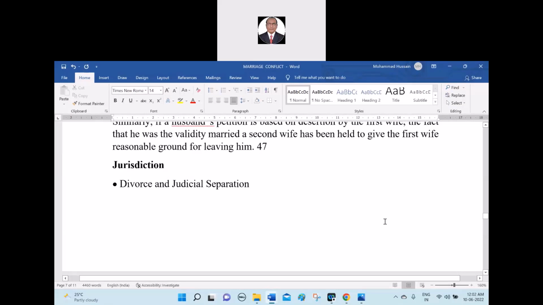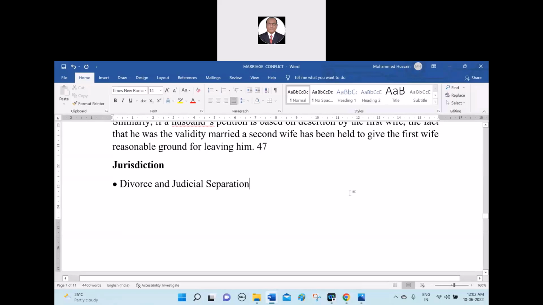Suppose they married in Tanzania, can they take the divorce in India? The answer is yes, provided both parties agree to that. And the grounds for the divorce can be considered. What are the grounds for divorce in Tanzania? That will be considered and the divorce will be given over there.